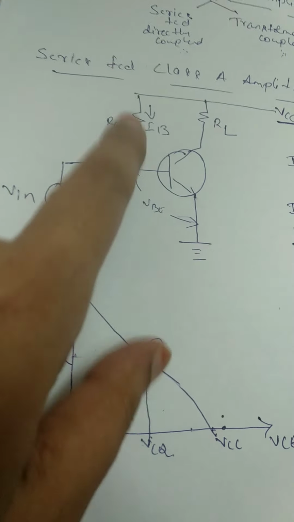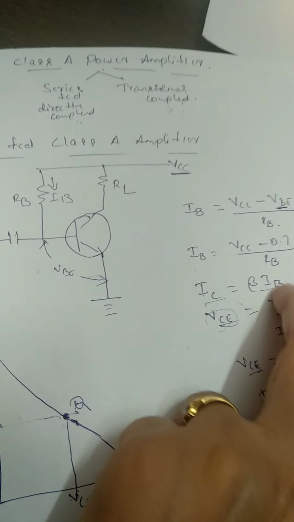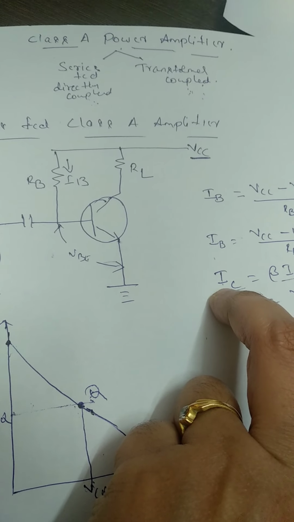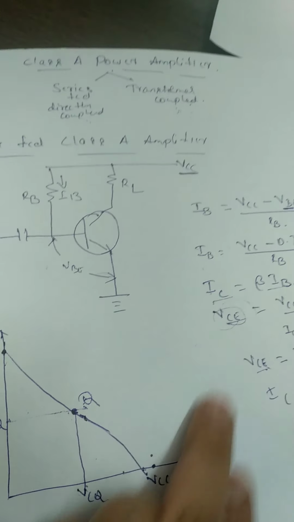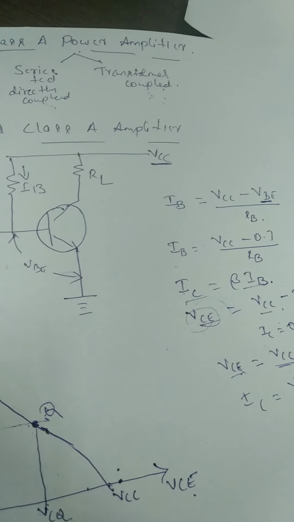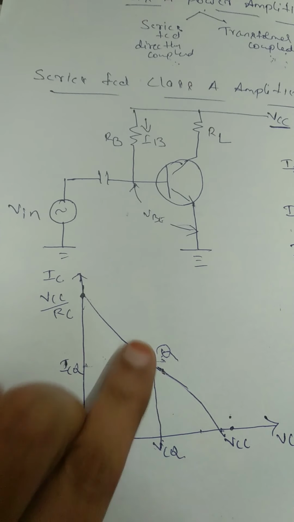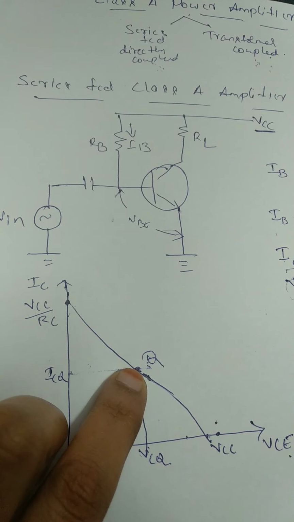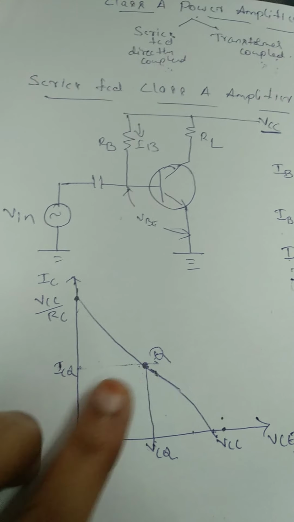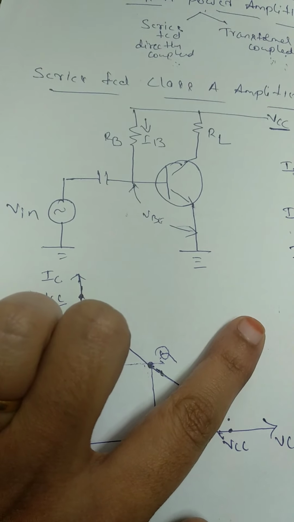If the base current varies, the collector current will vary. If IC varies, VCE will also vary. If the DC bias point is at the mid of the load line, the transistor will act as an amplifier. So if we give a small signal, we'll get an amplified signal.